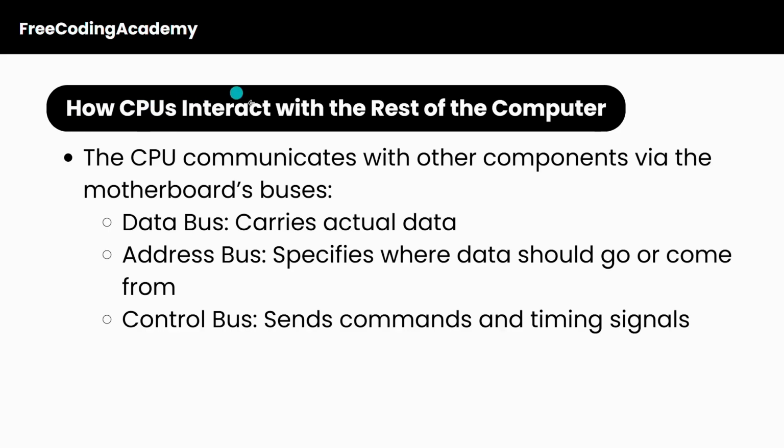So how do CPUs interact with the rest of the computer? The CPU communicates with other components via the motherboard's buses. So first you have data bus, which carries actual data. Next you have the address bus, which specifies where data should go or come from. And then you have the control bus, which sends commands and timing signals.